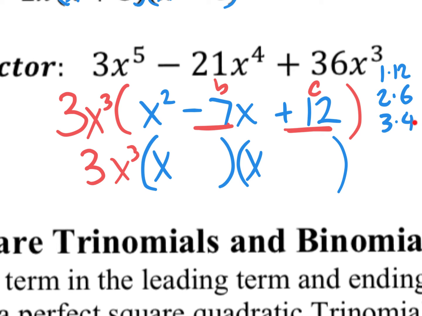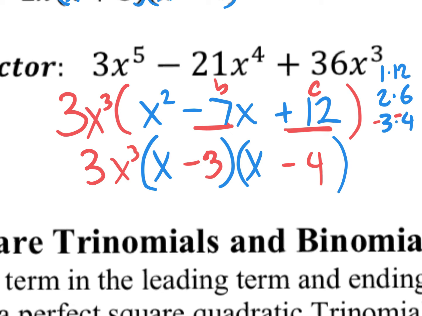Negative 3 and negative 4. There you go. This last one gives us a positive 7. We want a negative 7. We have the right numbers, we just have the wrong signs. So make it a negative 3 and a negative 4 and pop those in right here. Negative 3, negative 4, and we have factored completely. What do you think? Pretty easy?